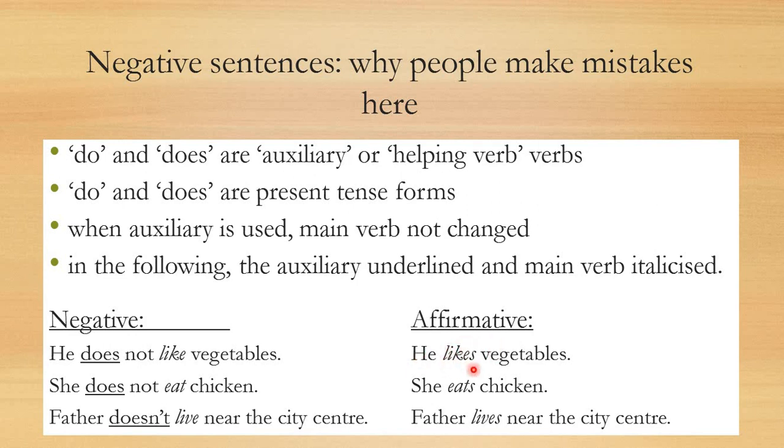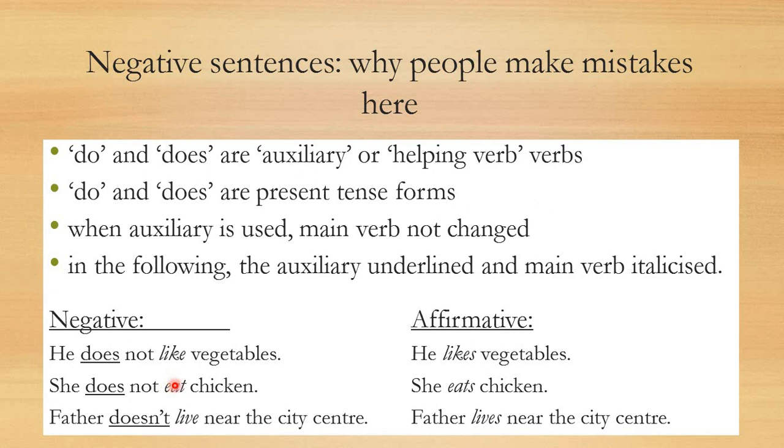This is the reason people make the mistake of using likes in the negative sentence also, because in the affirmative we need to add an s, es or ies to the main verb depending on the spelling. So the same principle is transferred when we make a negative statement. So instead of saying he does not like vegetables, they say he does not likes vegetables, because we use likes in the affirmative sentence.